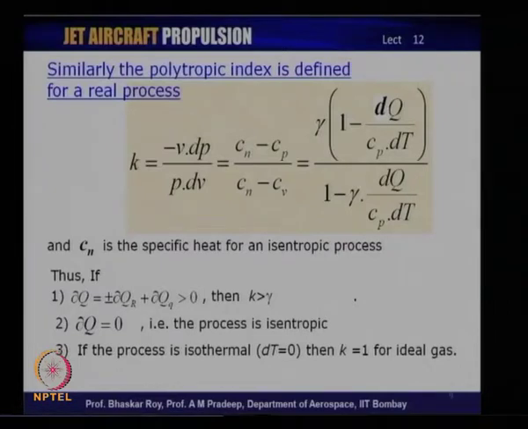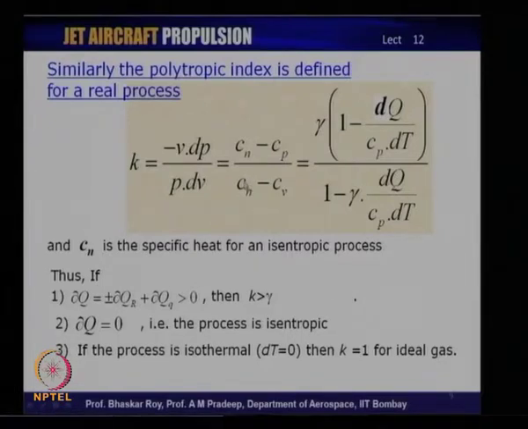If we do that, the concept of specific heat ratio can now be extended, and we can write down that the polytropic index for a real process can also be defined as k, just like gamma, and it is also a ratio of V dp by P dv. So, that ratio remains the fundamental definition of the specific heat ratio, and now we are saying it is a real process, a polytropic process, and we designate it by small k.